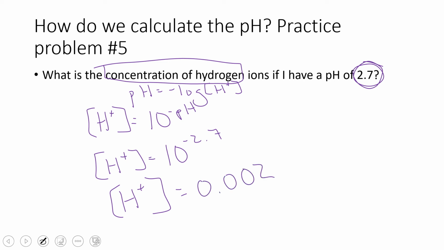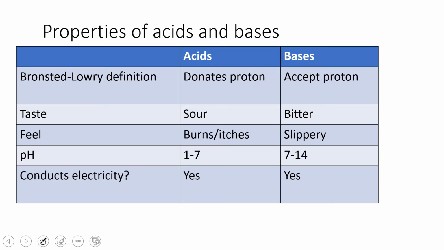When I plug that in on my calculator, I'm going to get 0.002 moles, or I can write this in scientific notation, 2.0 times 10 to the negative 3 moles. The way we do that is I go 1, 2, 3. I moved it over 3 decimal places to the right, so I put this negative 3 up here. You're going to practice those on your assignment today that I'm going to upload.